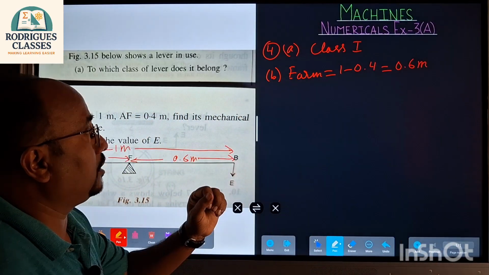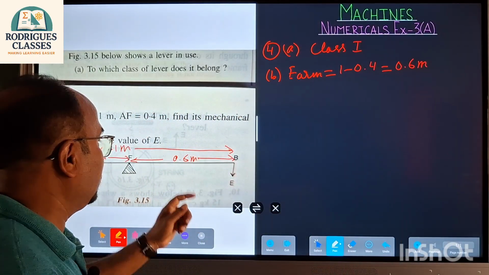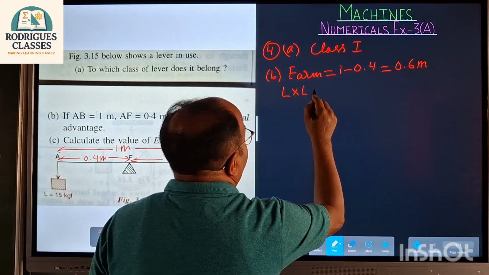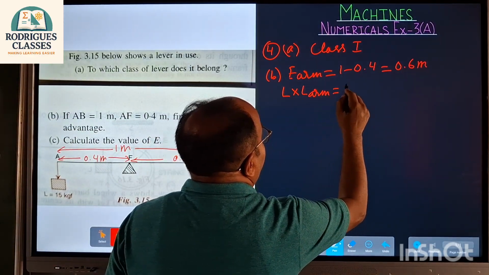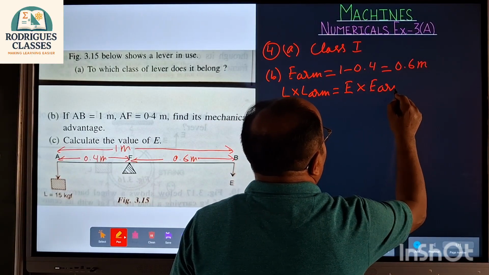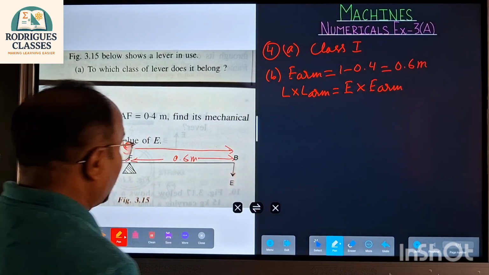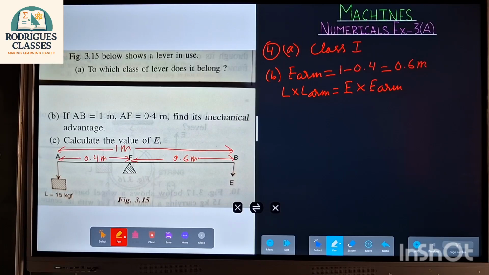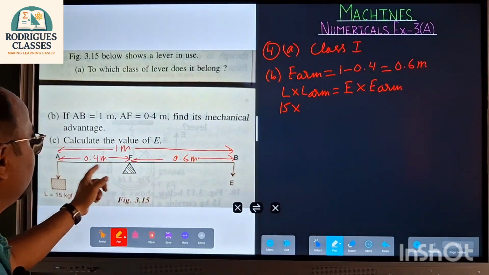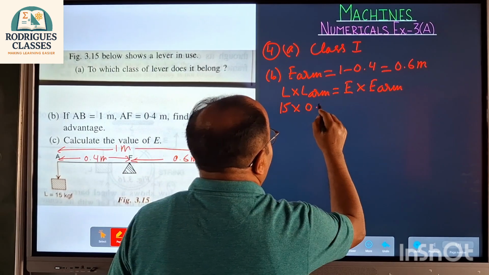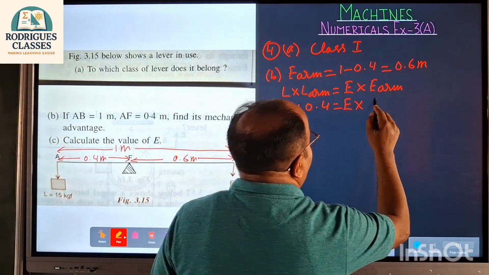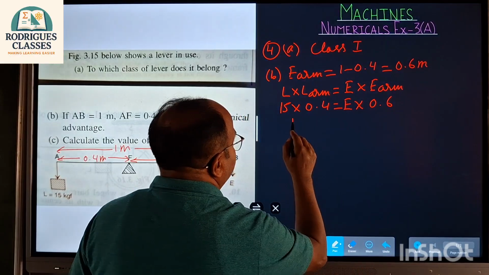So now we know the load arm, effort arm and the load. Let us find the effort by using load into load arm is equal to effort into effort arm. So load is given to us as 15 kgf. Let us write 15 into load arm, which is 0.4. Effort we have to calculate, and effort arm we had got as 0.6.